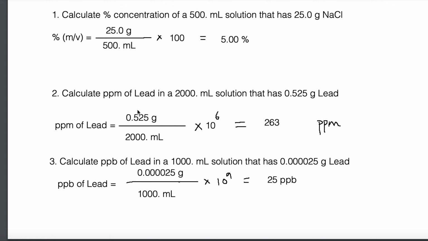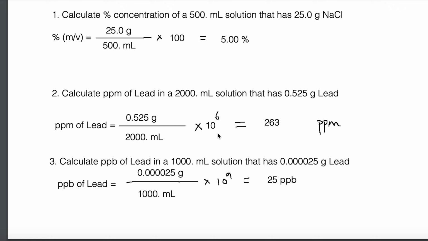We take the mass of lead divided by 2,000. Remember, volume has to be in milliliters. If it's in liters, you convert it to milliliters. Remember, 1 liter equals 1,000 milliliters, so if you go to milliliters, you multiply by 1,000. You divide by 2,000; this is already given to us in milliliters. Multiplied by 10 to the 6. That's what we call part per million. 10 to the 6 power is a million.